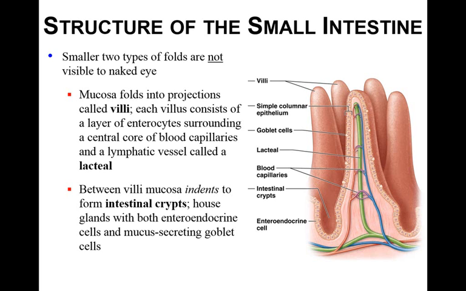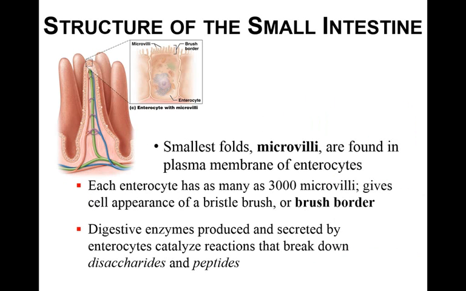The villi are a little bit smaller. They're the in-between ones. They do have a layer of enterocytes that surround the blood capillaries and the lymphatic vessels at the area called the lacteal. Between the villi, you have intestinal crypts, and this is where your mucus-secreting goblet cells can be found. And then the smallest folds are your microvilli, and they form what we call the brush border.